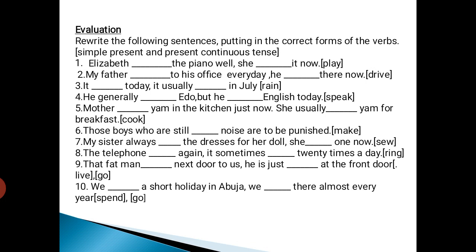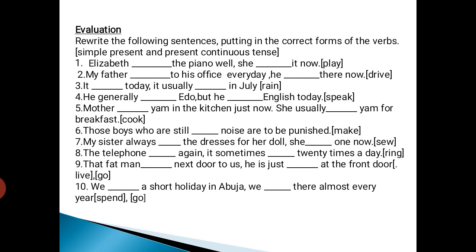Ring. That fat man dash next door to us. He is just dash at the front door. Leave and go. We dash a short holiday in Abuja. We dash there almost every year. Spend and go. Let us see the number one exercise together so that you will use this example to answer the other questions.